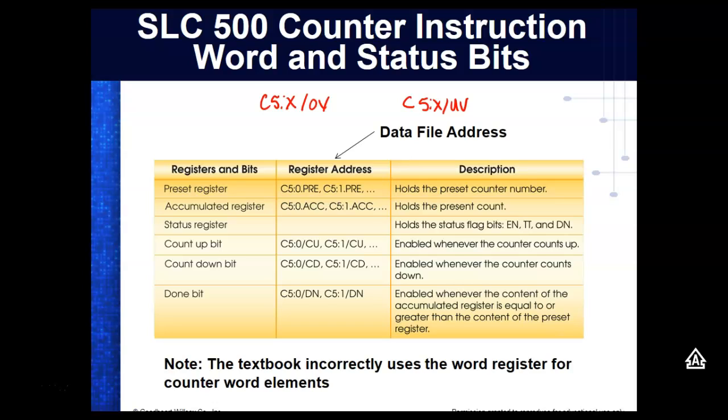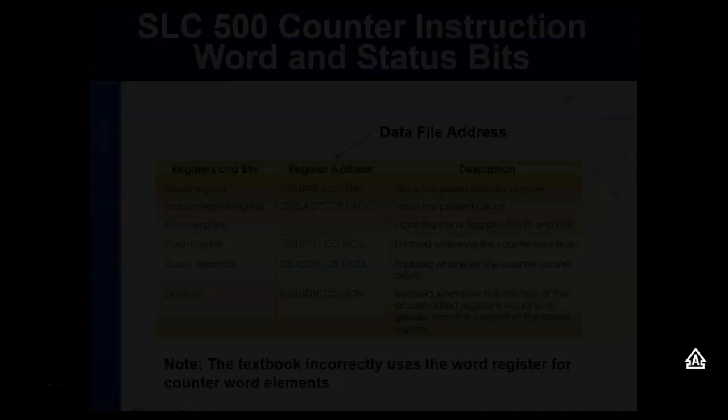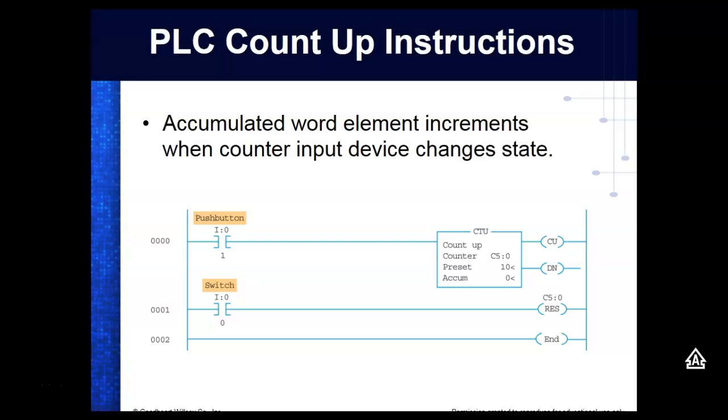And that's very, very important, because if you don't monitor that, then you could literally have problems, right? Because what would happen when you're on an up counter, if you had 32,767 and you went to 32,768, it would go negative. So we can monitor that. Accumulated word element increments when the counter input device changes state.